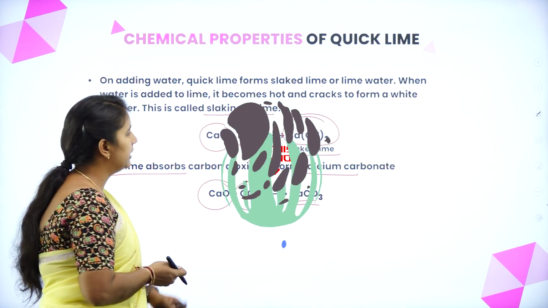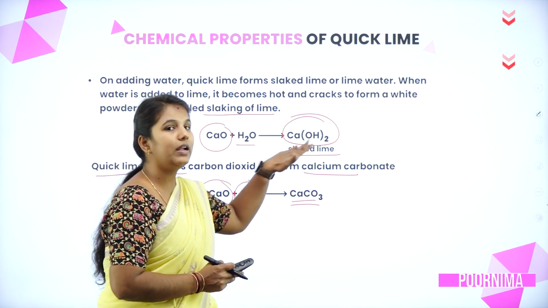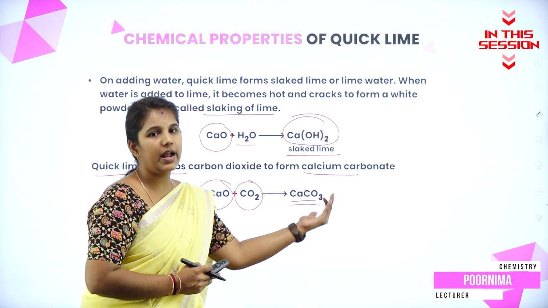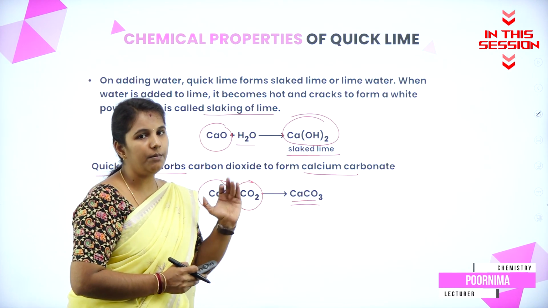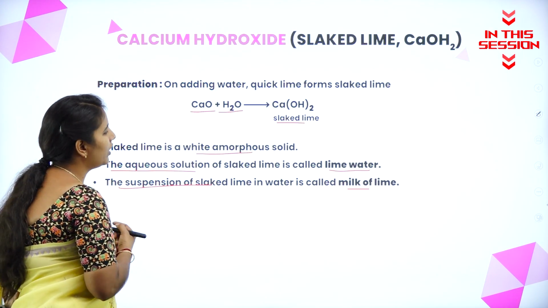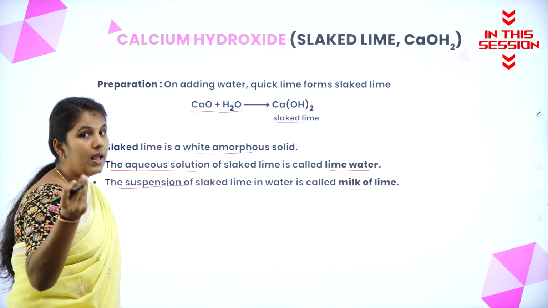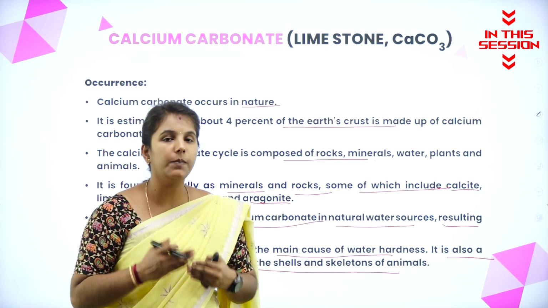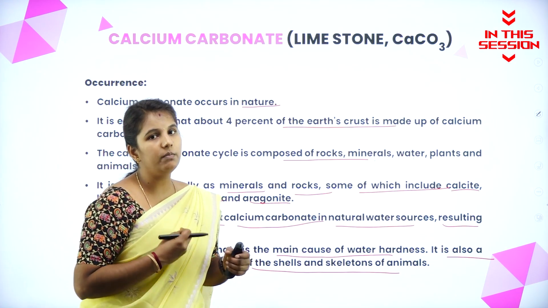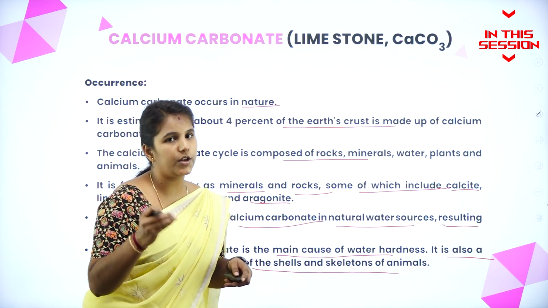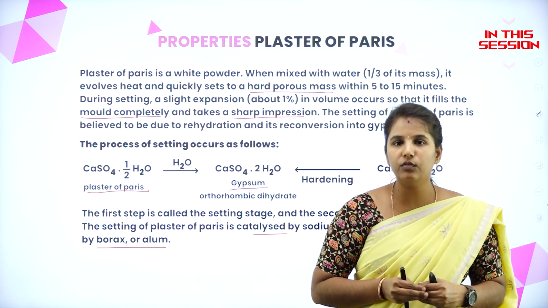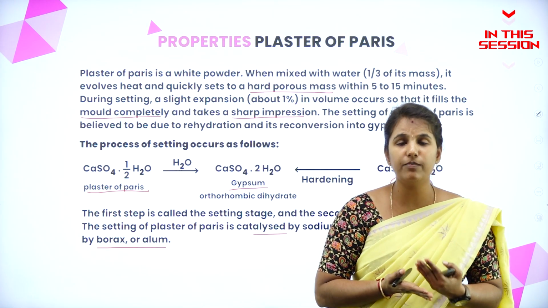Calcium oxide, if it reacts with water, forms slaked lime. Suppose it reacts with carbon dioxide, it forms what? Calcium carbonate. So for the 1 mark, they will ask what is lime water or milk of lime. 4% of the earth's crust is mainly made up of what? Calcium carbonate, and it is naturally occurring. If you take gypsum and add water, it will become what? Plaster of Paris.